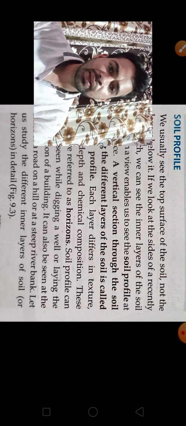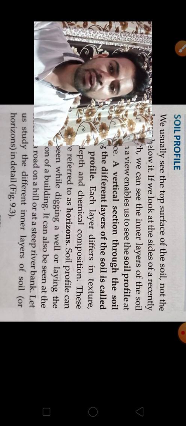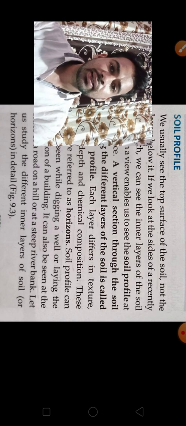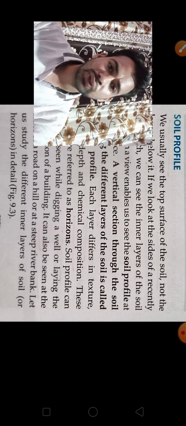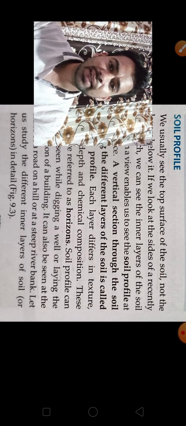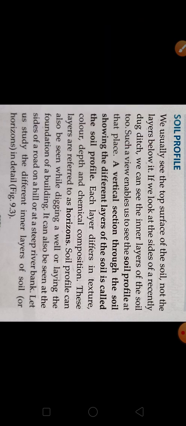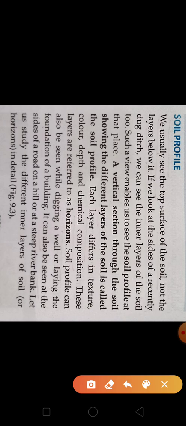Now in this video, we will cover soil formation, soil profile, and types of soil. So let's start. See, soil profile is a vertical section through the soil showing the different layers of the soil. It is called soil profile.